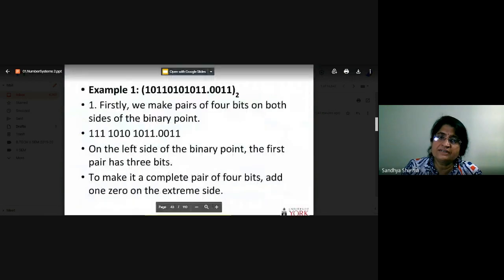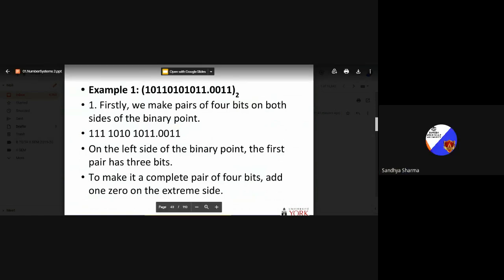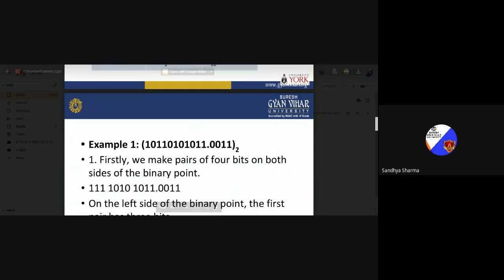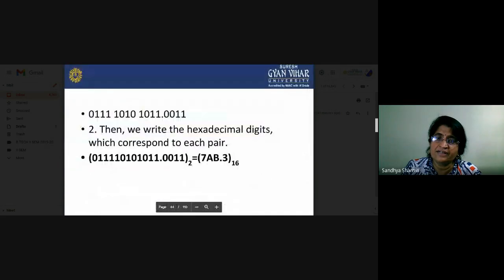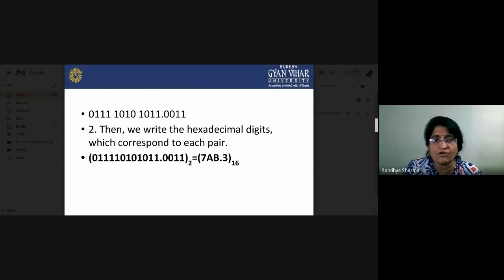Now again we will see, you have to make the 4-bit combinations. We will make the combinations on the left side of the binary point. Just see here, there are only 3, so we can add 0 here. We add 0 here for making the groups of 4. Then we write the hexadecimal digits which correspond to each group. So now you can write 1011, that is indicated as B.